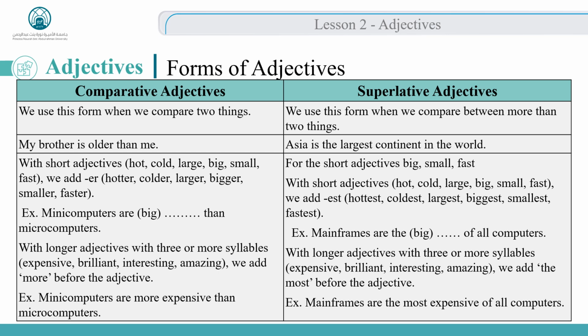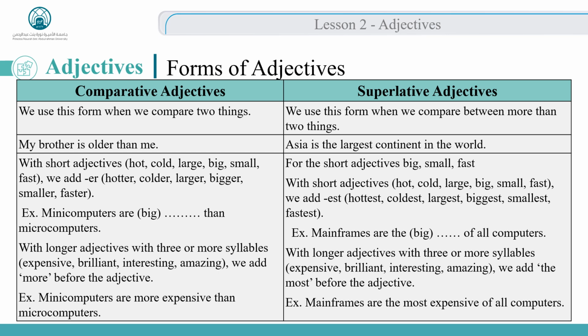When should we use the addition of "er" or the addition of "more" before the adjective itself? Here it depends on the size of the adjective. If the adjective is short, which means it consists of only one or two syllables, we add "er" to the adjective. If the adjective is long, which means it consists of three or more syllables, we add "more" before the adjective. But what is a syllable? A syllable is a group of letters or sounds which include a vowel.